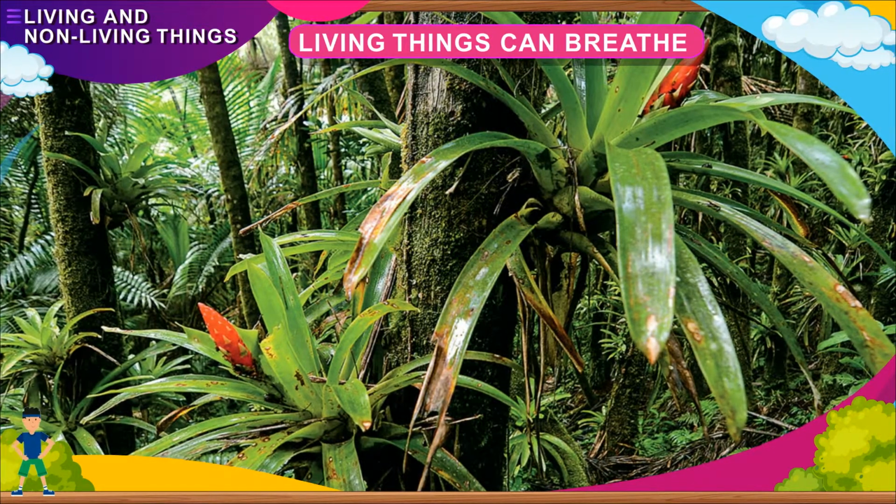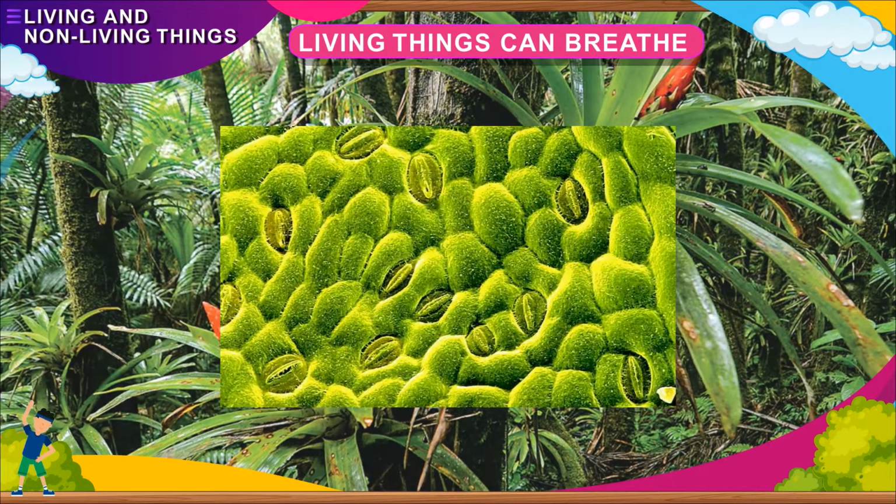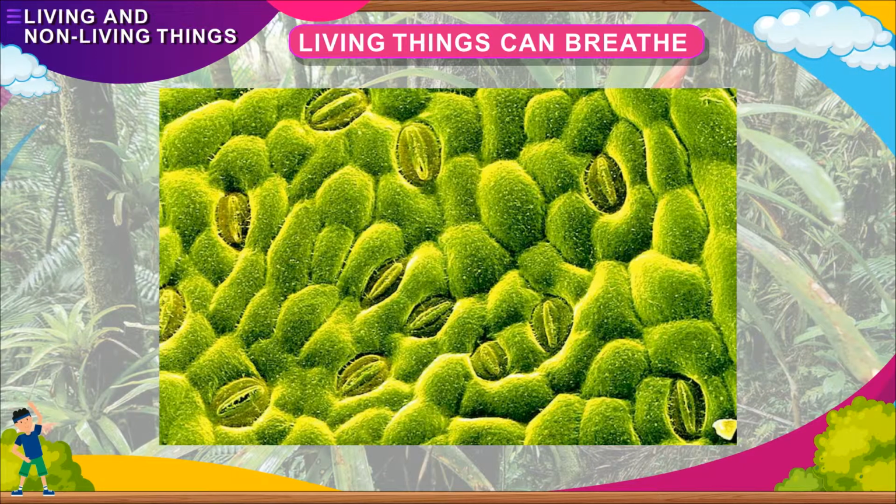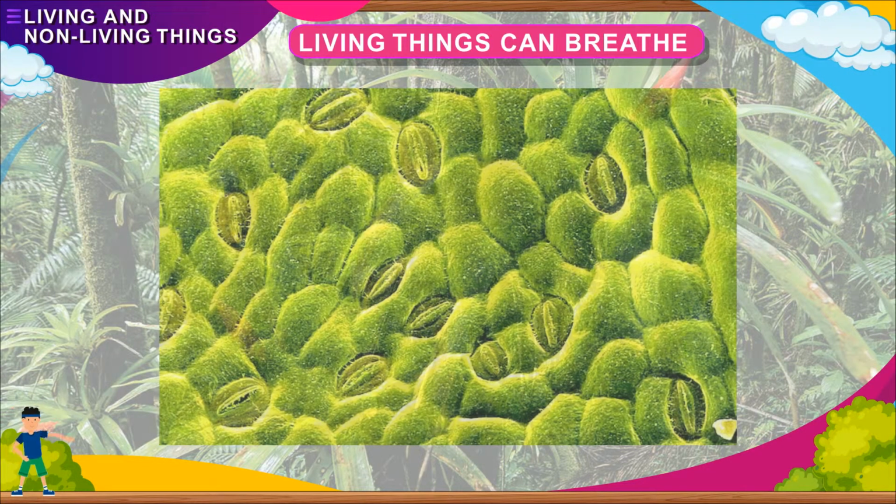Living things have various organs for breathing. Plants take in air through tiny holes in their leaves. Non-living things do not breathe.